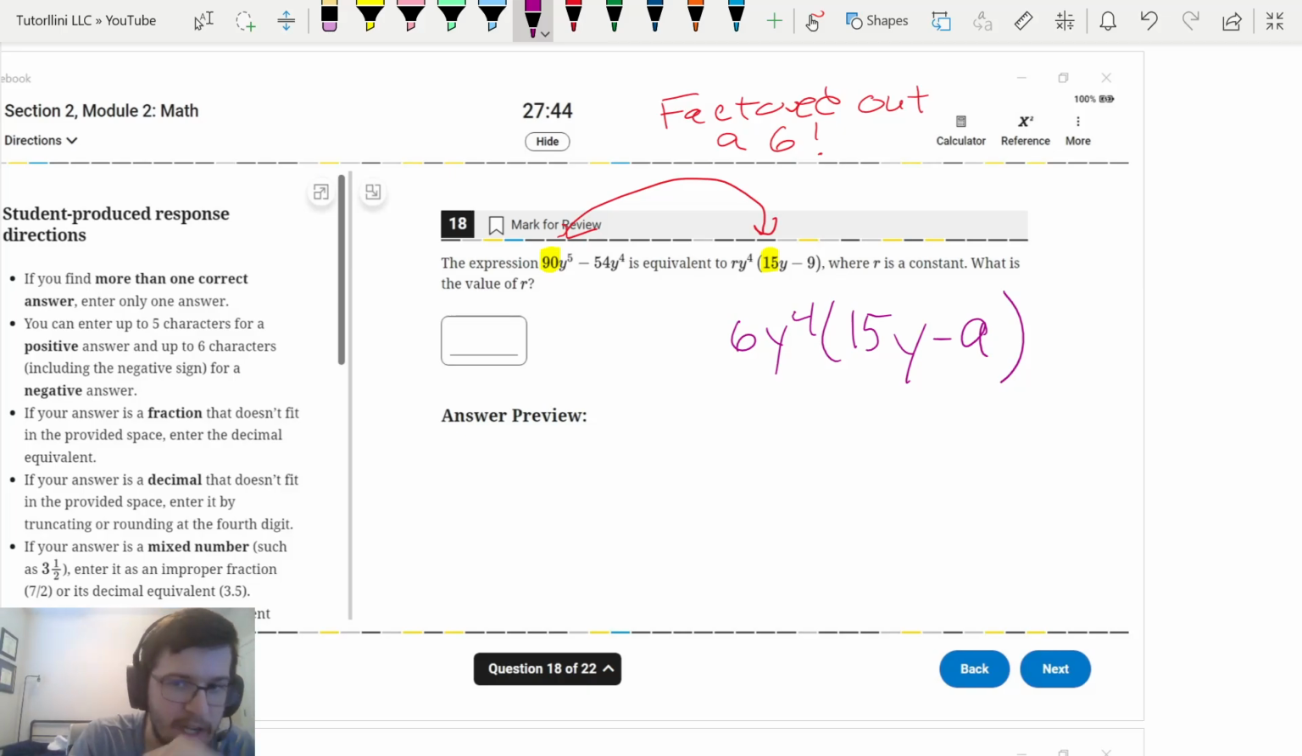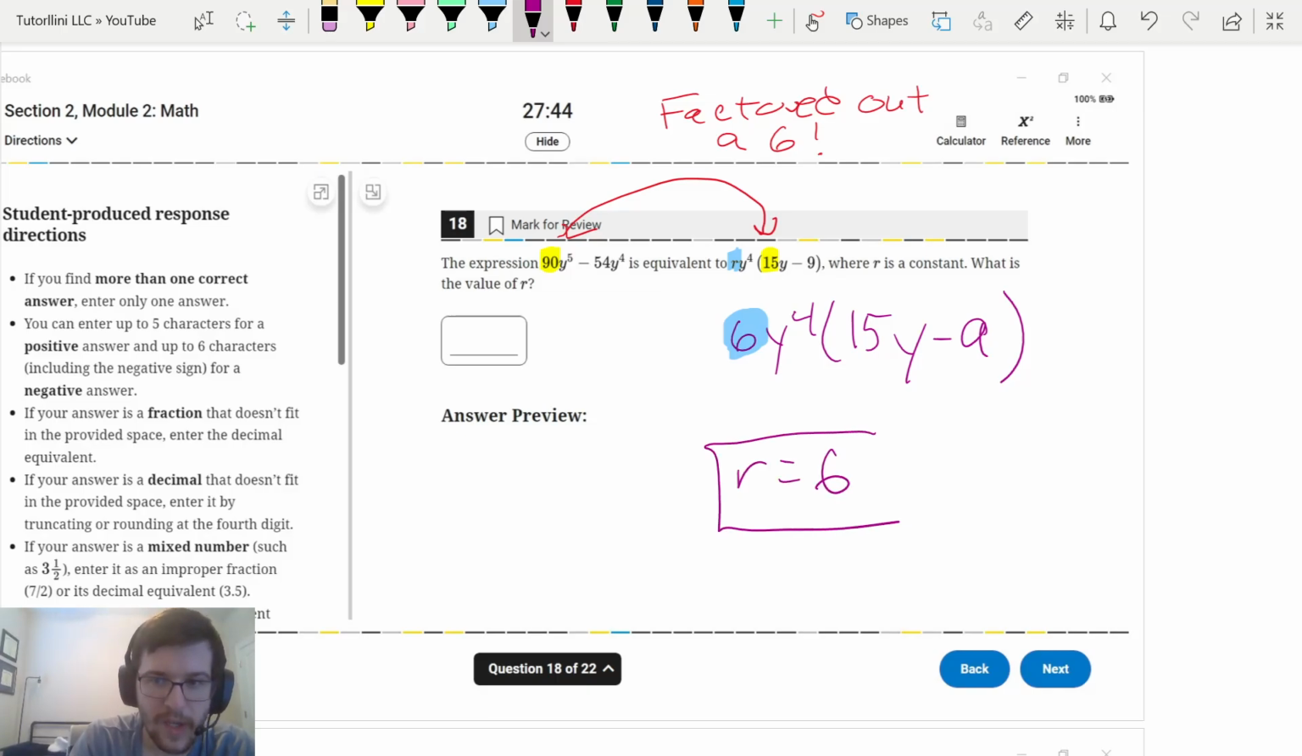Okay, 6 times 15 is 90. Y to the fourth times y is y to the fifth. Good. And then minus 9 times 6, that gives you minus 54 y to the fourth. Great. So we do get what we started with. And you see that r is 6. So for whatever reason, they didn't factor this all the way. You could have factored a bigger number, but they just did it like this just to make it a little bit harder, I guess. So the answer is 6.